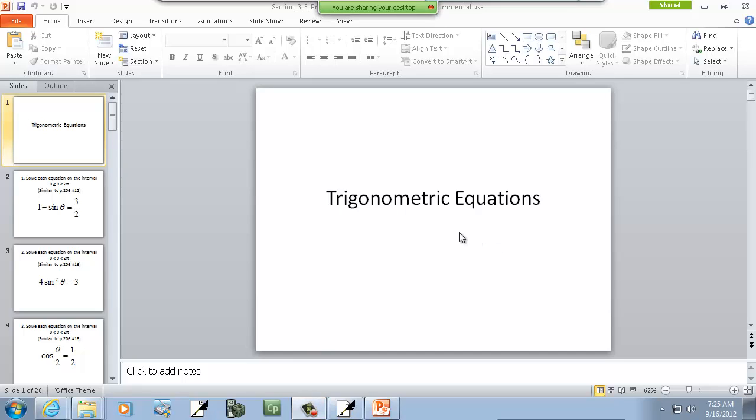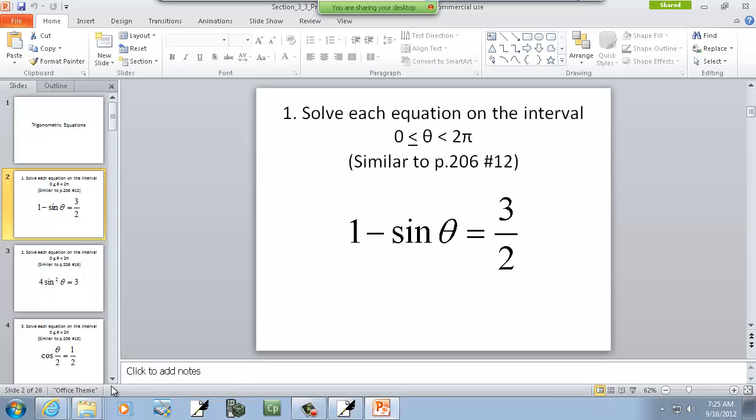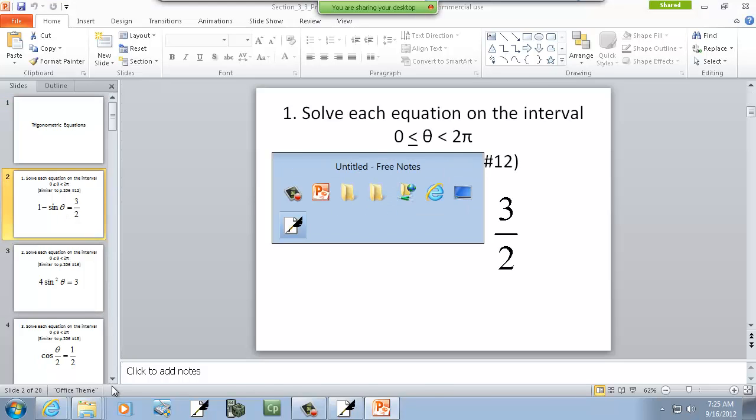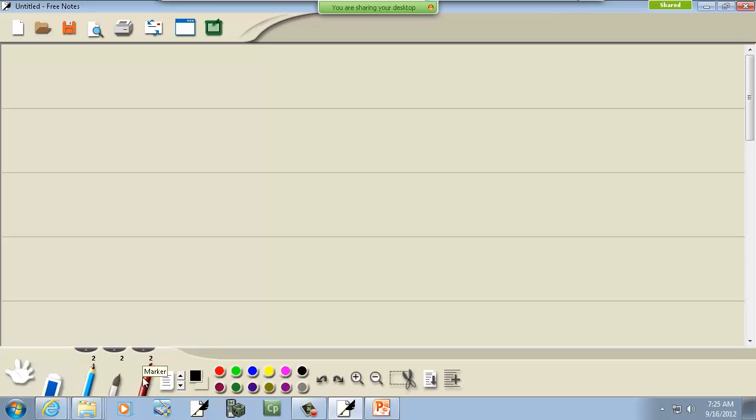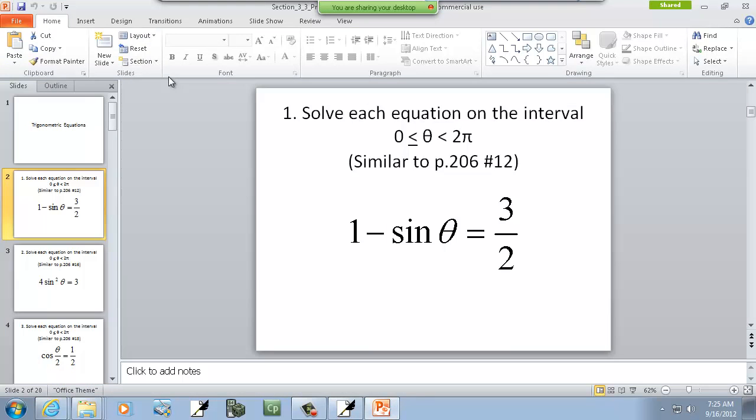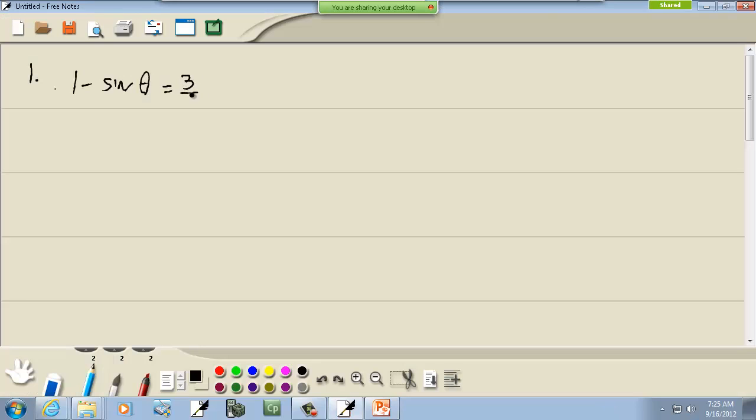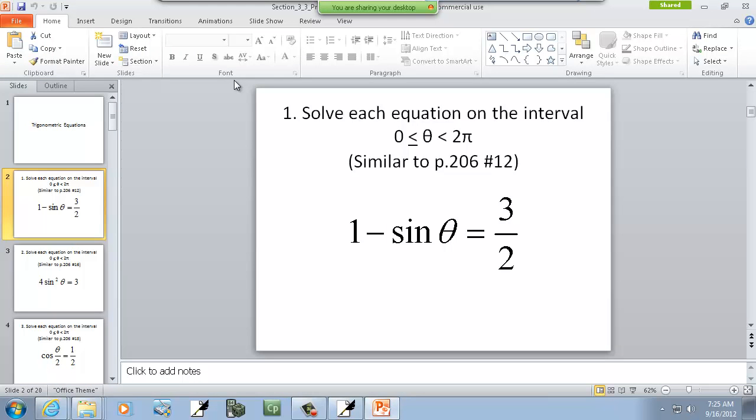Now let's take a look at trigonometric equations, how to solve those. And our first problem, it's like this. It's got 1 minus sine theta equals 3/2. And it says solve each equation on the interval 0 to 2 pi.